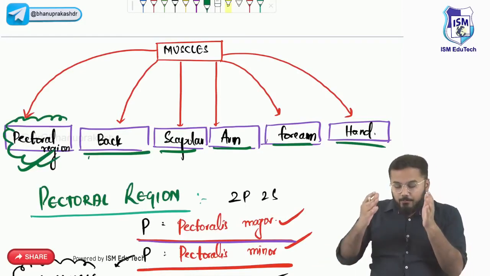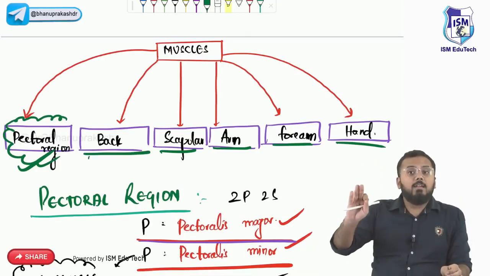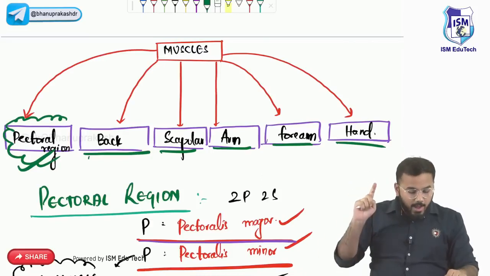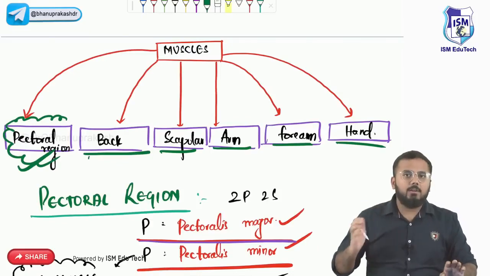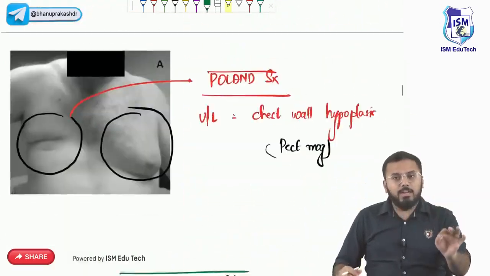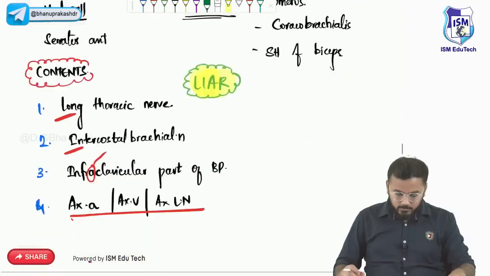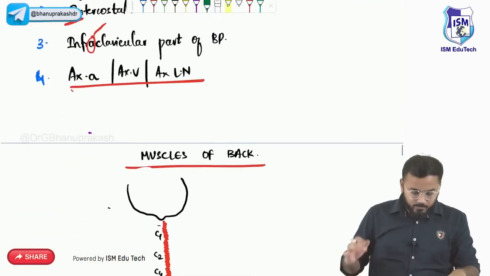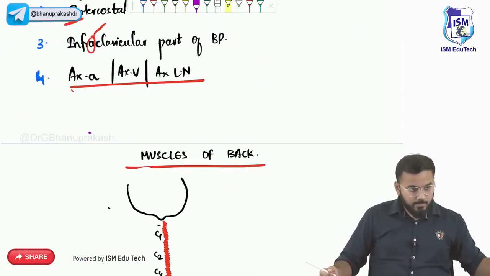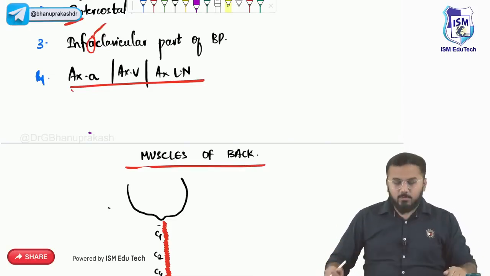Okay. And from the back muscles till the hand muscles, these are very important, very difficult and very, very high yield, guys. So I want your 100% attention here because it is a little bit tricky to understand. So are you all ready with this? Okay, fine, let's start now.